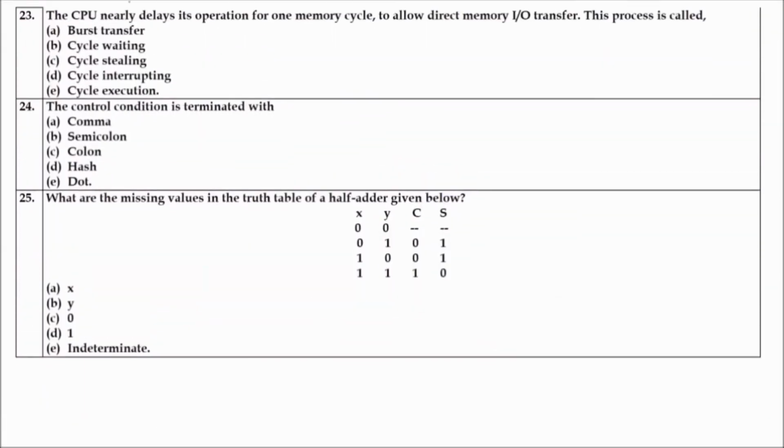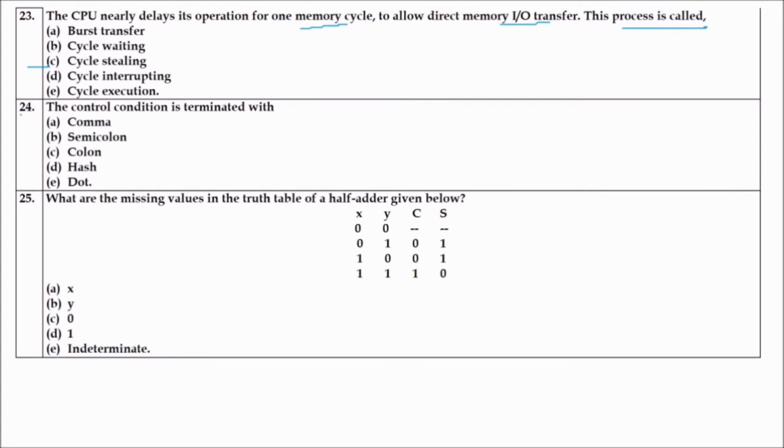The CPU merely delays its operation for one memory cycle to allow direct memory input-output transfer. Now the process is called what? Can you guess the answer? This is called cycle stealing. It is a technique which allows the DMA controller to transfer one data word at a time, after which it must return control of the buses to the CPU.